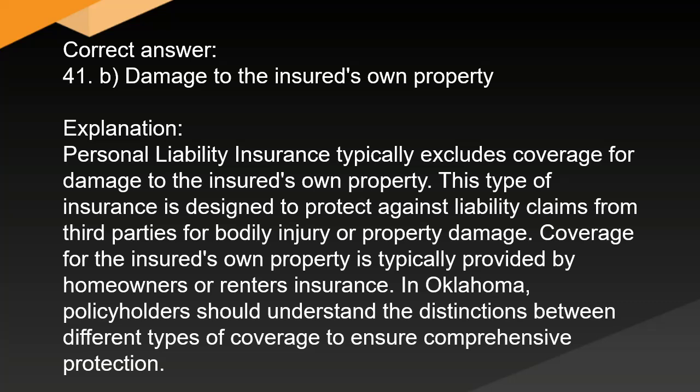Correct answer: B. Damage to the insured's own property. Explanation: Personal liability insurance typically excludes coverage for damage to the insured's own property. This type of insurance is designed to protect against liability claims from third parties for bodily injury or property damage. Coverage for the insured's own property is typically provided by homeowners or renters insurance. In Oklahoma, policyholders should understand the distinctions between different types of coverage to ensure comprehensive protection.